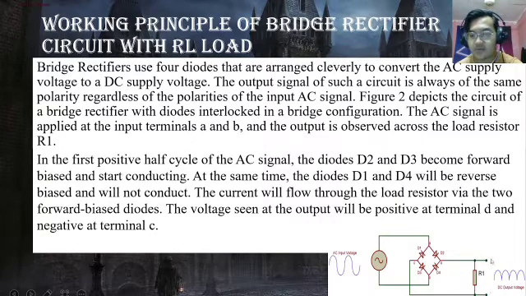resistor R1. In the first positive half cycle of the AC signal, the diodes D2 and D3 become forward biased and start conducting, and at the same time the diodes D1 and D4 become reverse biased and do not conduct. The current will flow through the load resistor via the two forward biased diodes. The voltage seen at the output will be positive at terminal D and negative at terminal C.